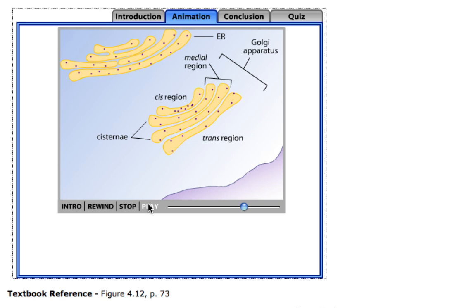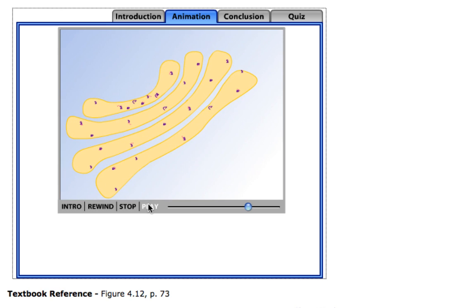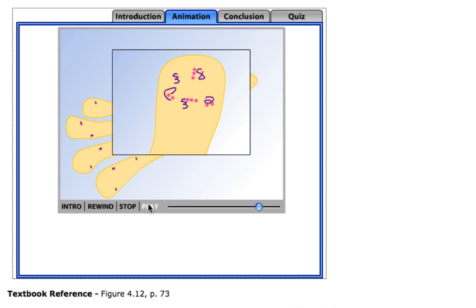In one model for protein transport within the Golgi, the proteins are delivered in vesicles from one compartment to the next. Each compartment contains Golgi enzymes that perform modifications to the proteins. For example, in this particular sac, a sugar residue is cleaved from proteins.